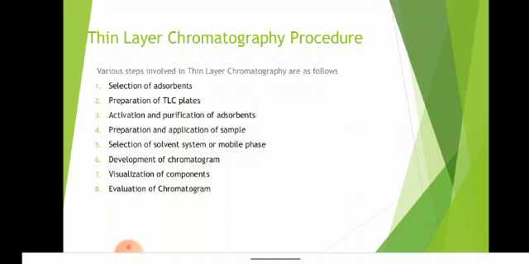Thin layer chromatography procedures. There are various steps involved in thin layer chromatography. First one is selection of adsorbents. We are selecting the adsorbents. Secondly, we are preparing the TLC plates. There are different methods to prepare the TLC plates. The third is activation and purification of adsorbents. We are purifying and making it active. Fourth one is preparation and application of sample.